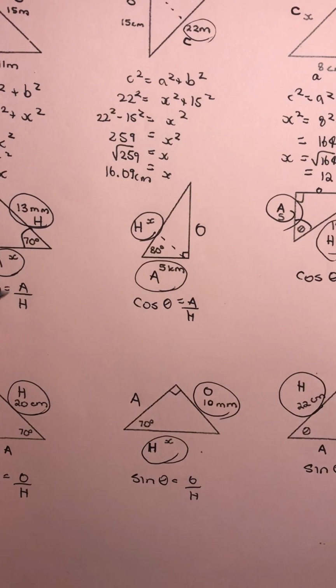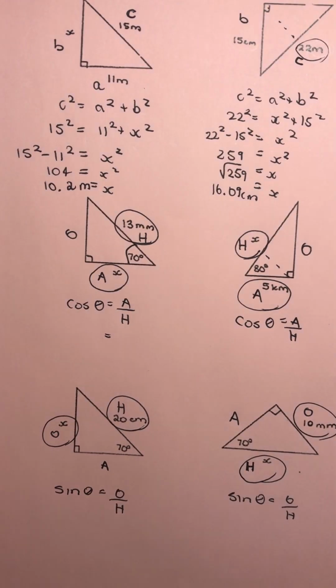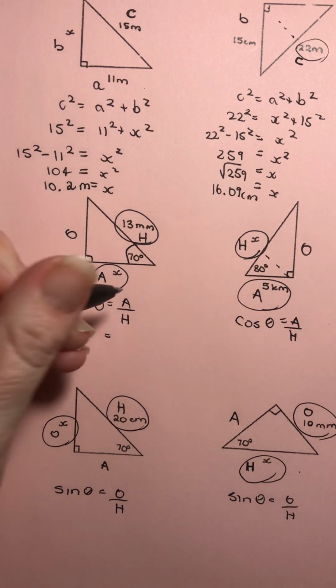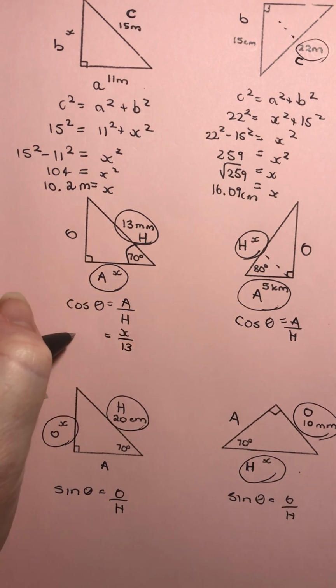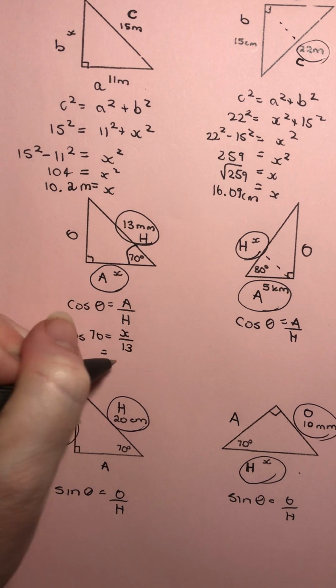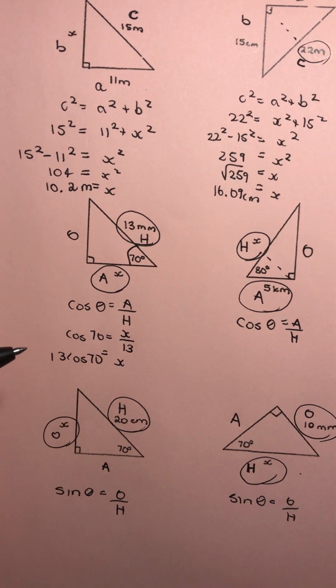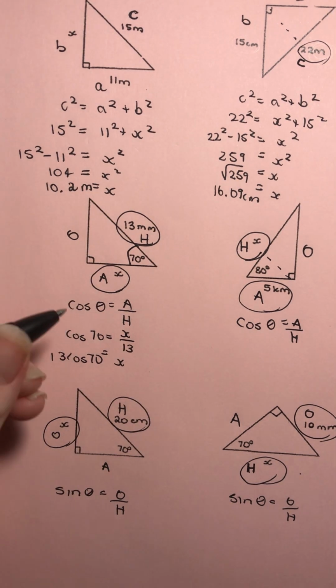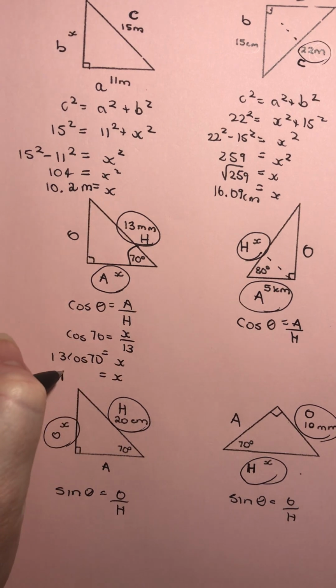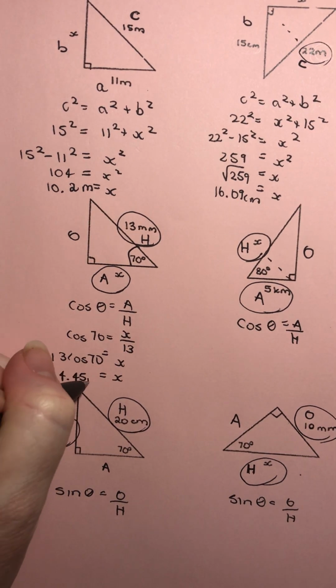Now going back to solve these, I'm going to put in what I know. So I've got my cos theta is A over H, so I've got X over 13 is cos 70. So my X is going to be 13 cos 70. So I'll grab my calculator, pop that in, and I get 4.446, so I'll round that to 4.45. And that is millimeters.